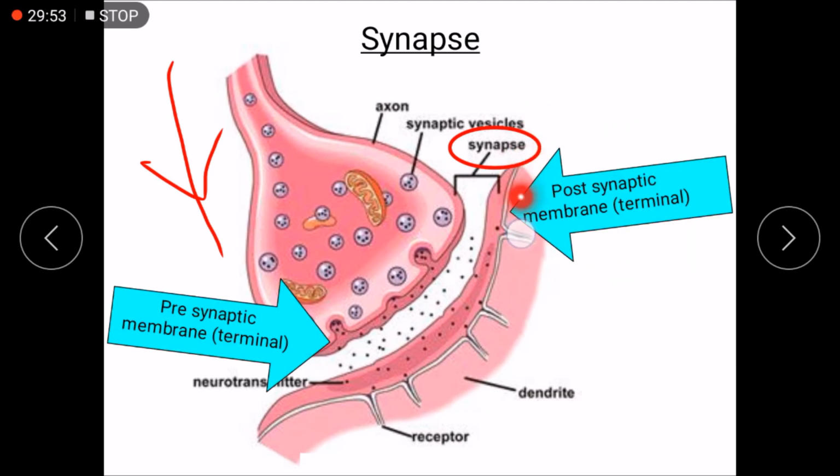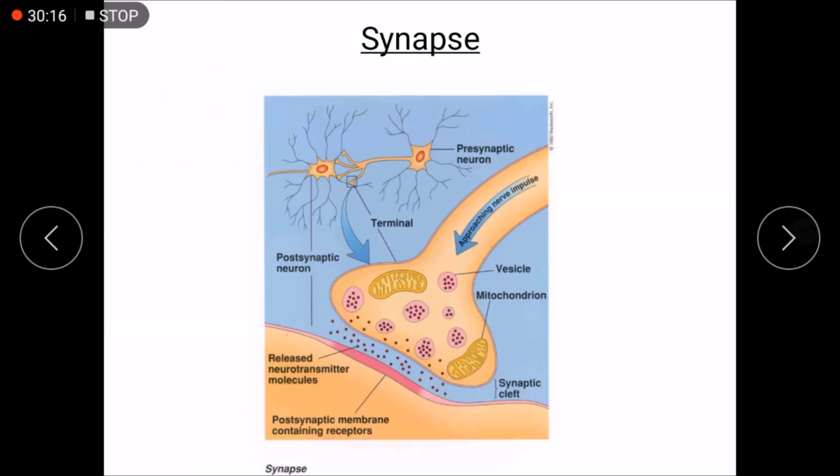Since you have this mitochondria here, when the impulse is here, it will stimulate the synaptic vesicle to release the neurotransmitter across the synapse, the cleft. Then this side you will have the receptor to receive. So we see here, I show you two nerves. One is the presynaptic neuron, before, and then post is after.